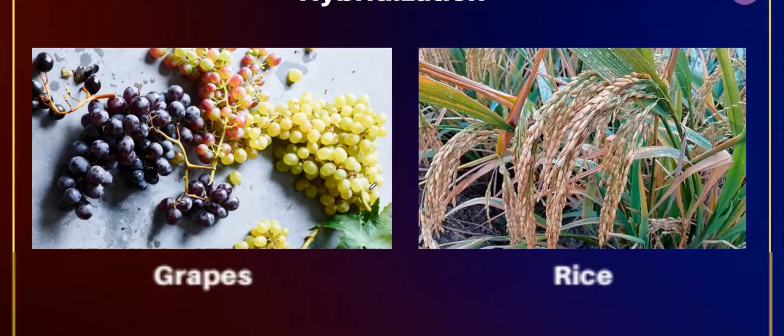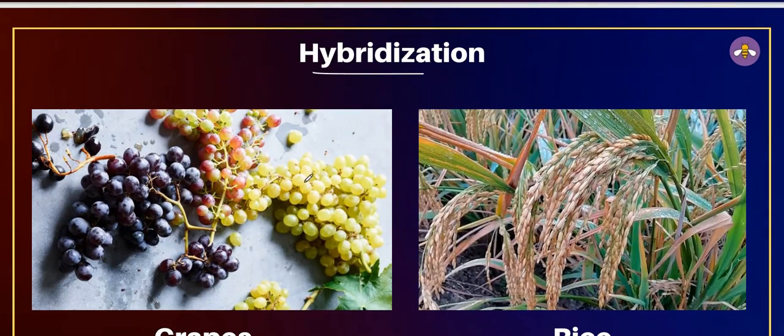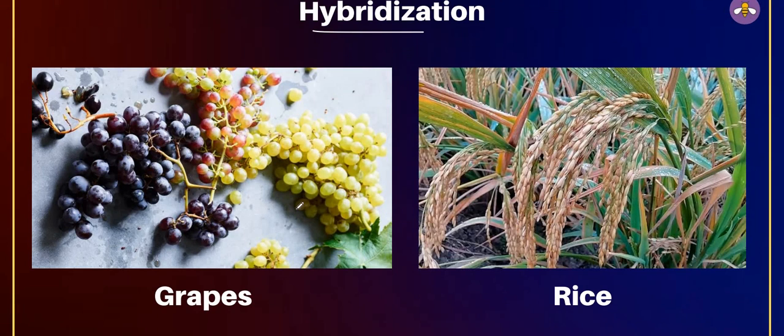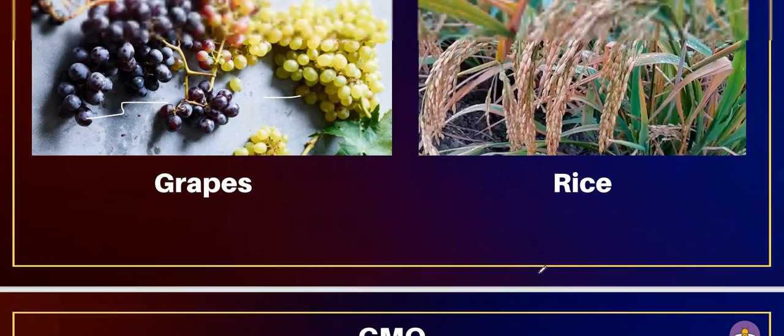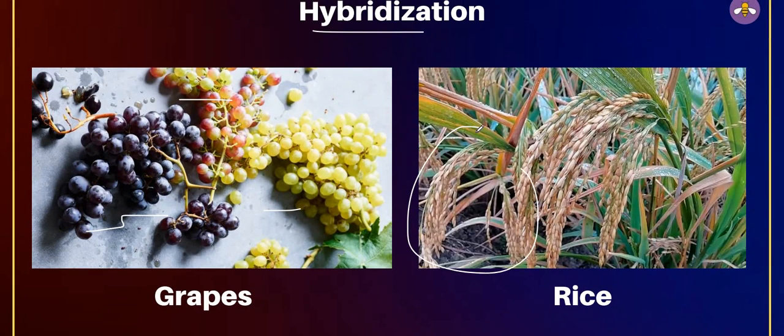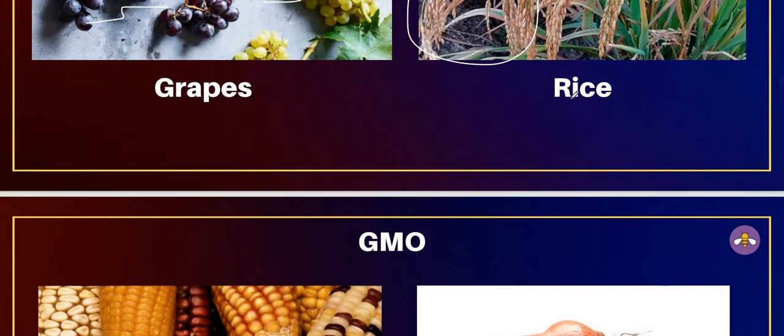the top. Hybridization. So grapes, you can see this: green grapes, red grapes, and indigo, violet, whatever the color is, jamun. Now here you have brown rice. Rice is of two types, right? One is white rice, one is brown rice. Brown rice is a cross-breeded rice, a hybridized rice, which contains vitamin A.